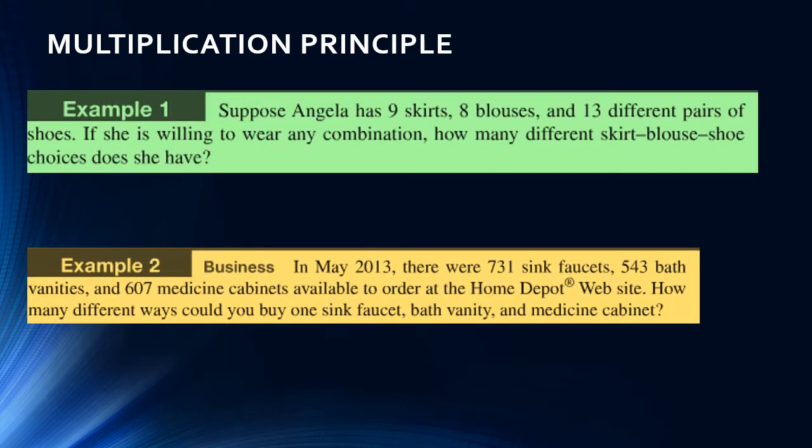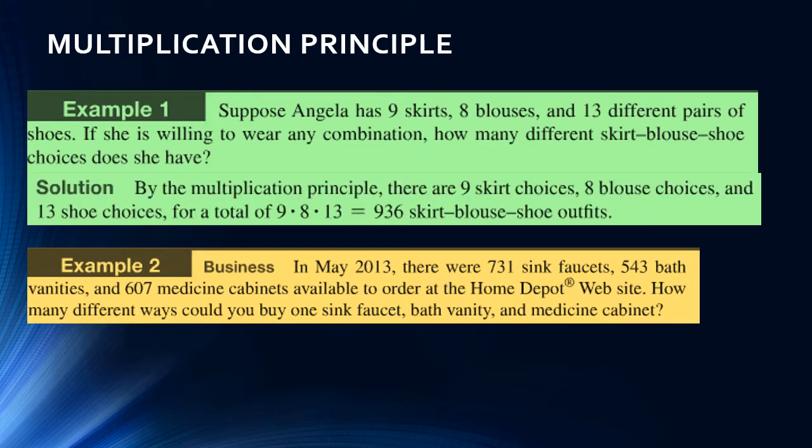So let's look at some examples to make this a little bit more clear. Suppose Angela has 9 skirts, 8 blouses, and 13 different pairs of shoes. If she is willing to wear any combination, which we know, of course, that's not true, how many different skirt, blouse, shoe choices does she have? This is a simple problem. She can choose 9 skirts. She has 8 choices for blouses and 13 choices for pairs of shoes. So she has 936 different possible outfits. Now, gentlemen, I would not try arguing that when you're trying to get closet space about the number of possible outfits there are, because we know that that won't work.